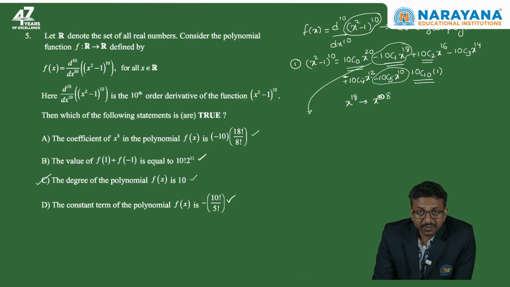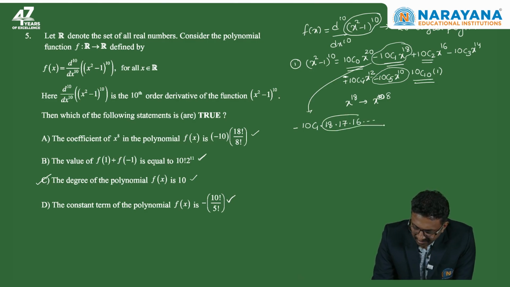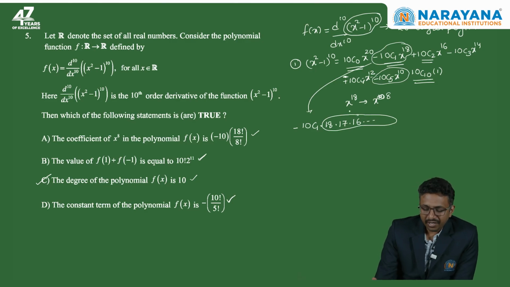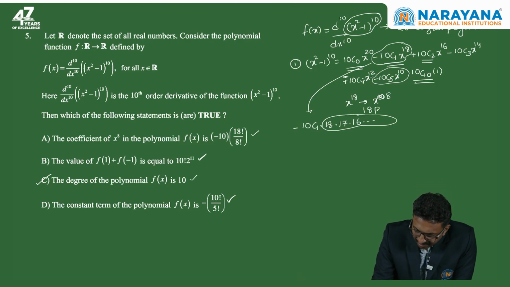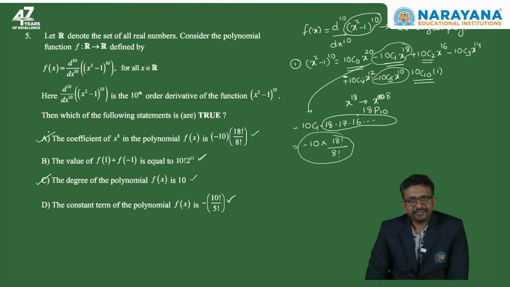If you take the first term, the x^18 term, so minus 10C1 into, when you do the differentiation the first time, 18 into x^17, so 18 into 17 into 16, and so on, you're going to get 10 terms, right? So starting from 18, you're going to get 10 terms, which is nothing but 18P10, which is equal to minus 10 into 18 factorial by (18 − 10) factorial, which is 8 factorial. So I think the coefficient of x^8 is that.